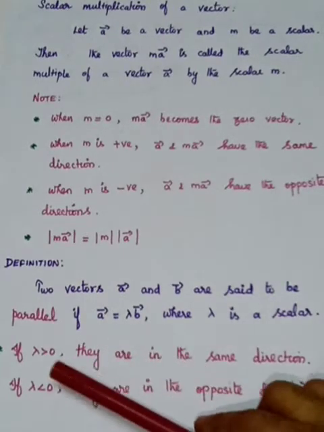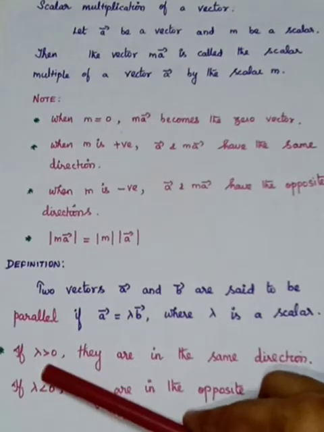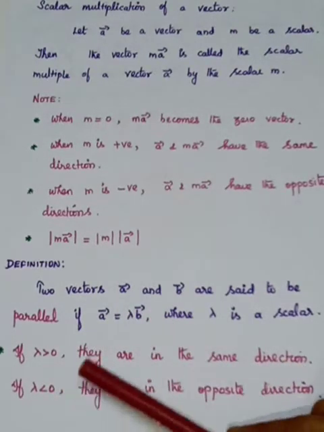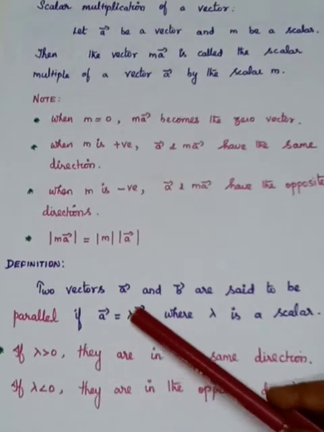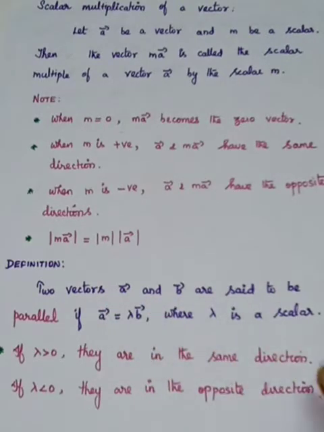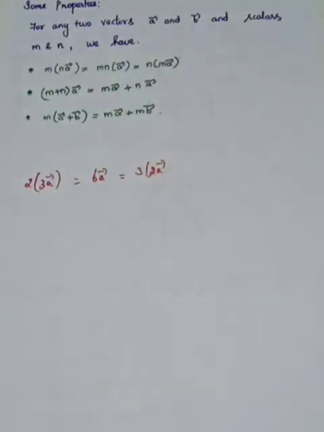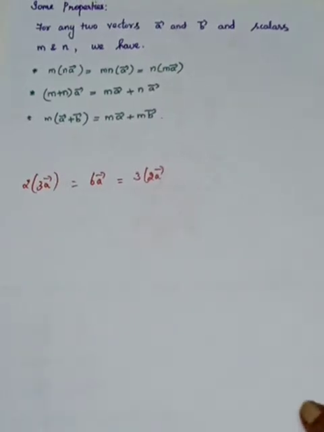If lambda is greater than 0, lambda is positive, both the vectors are in the same direction. If lambda is less than 0, that is negative, both the vectors are in the opposite direction. So we are going to see some properties of the scalar multiplication of vectors.